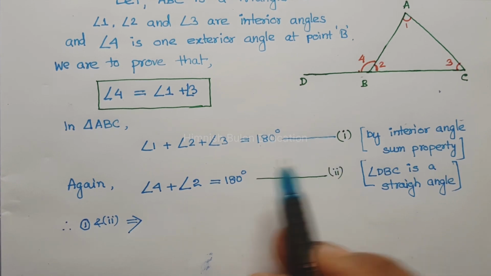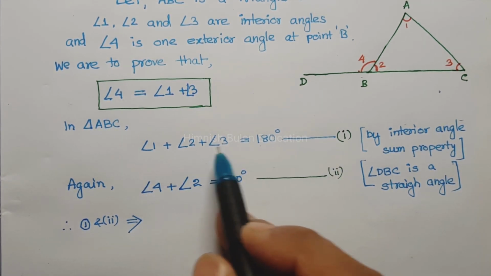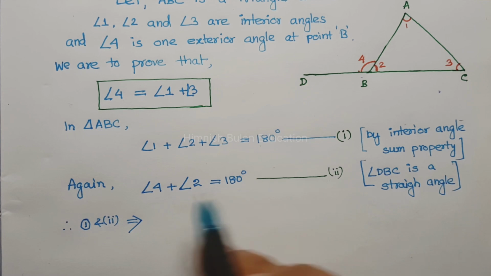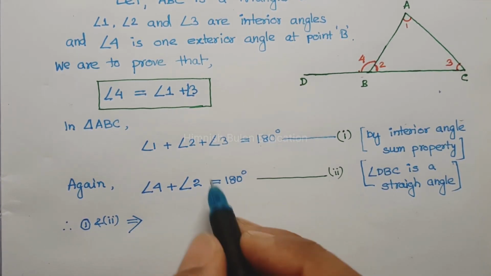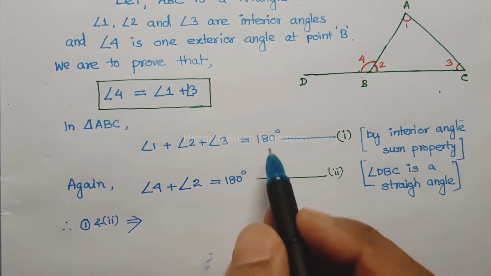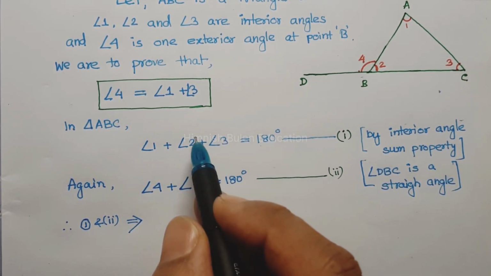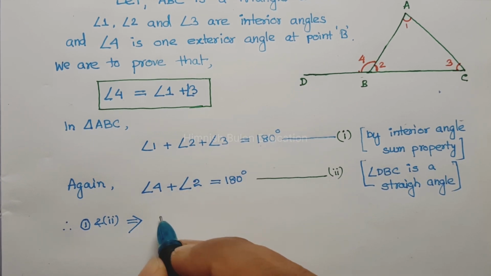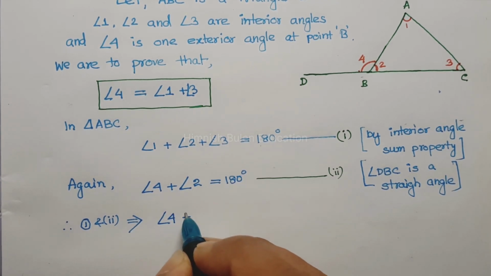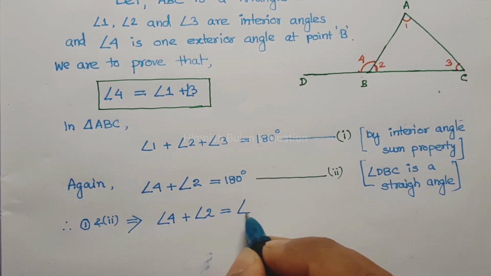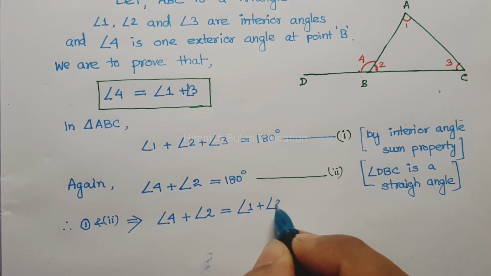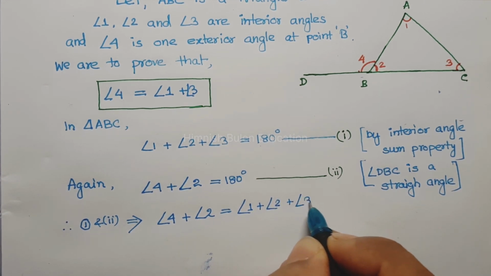From equation 1, angle 1 plus angle 2 plus angle 3 equal to 180 degrees, and from equation 2, angle 4 plus angle 2 equal to 180 degrees. That means both are the same. So from equation 1 and 2, the right hand side is equal, so we can consider that the left hand side is equal. So let's write angle 4 plus angle 2 is equal to angle 1 plus angle 2 plus angle 3.